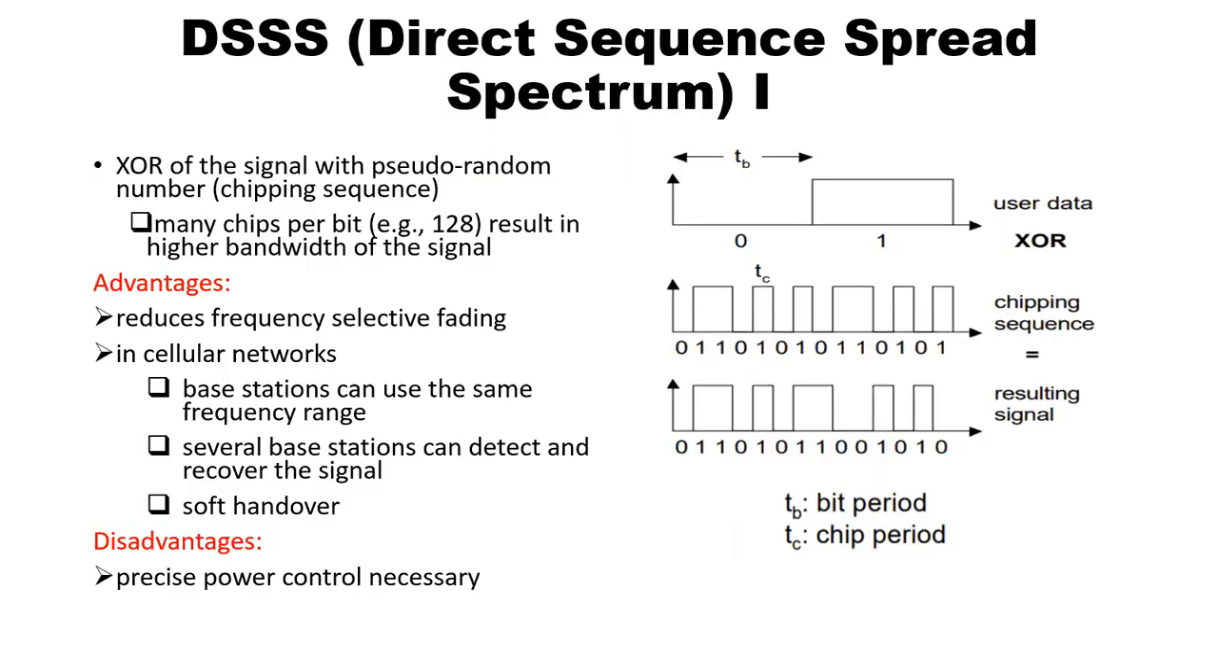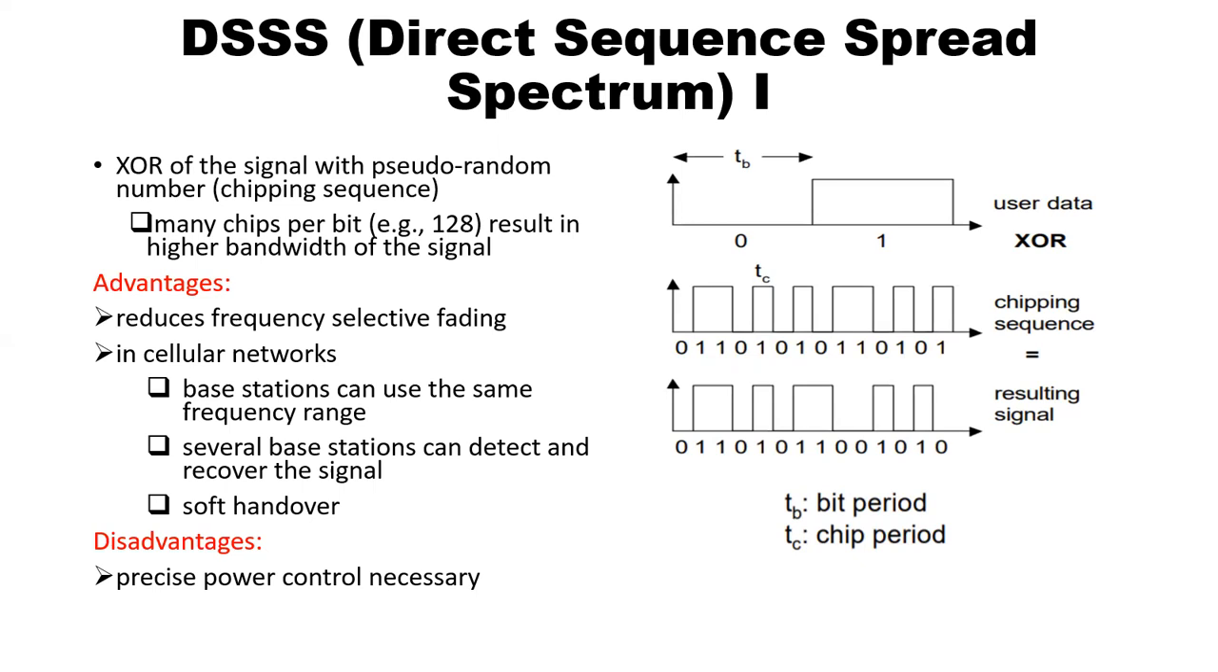What is spread spectrum? Spread spectrum means it is used to spread the user data into a broadband signal so that we can reduce the interference during the transmission. For this, we have two mechanisms. First one is direct sequence spread spectrum, and the second one is frequency hopping spread spectrum.